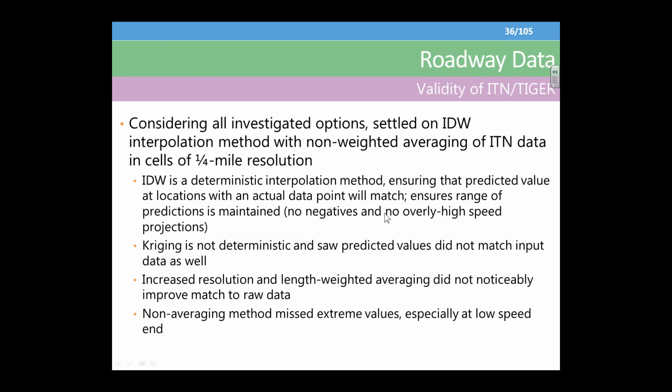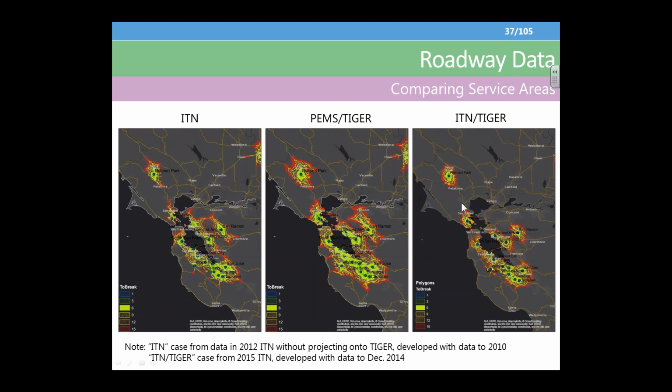So, considering all the options that we did look at, there may be other options to improve it, and we'd definitely be open to hearing any thoughts on that. But considering all the options that we did look at, we settled on using IDW, non-weighted averaging, in cells of quarter-mile resolution. Again, IDW ensures that the predicted values at the locations from the original input data are actually recreated, and we had no negatives and no overly high values like we did with other interpolation methods. And increasing the resolution and weighting our average did not help our value.